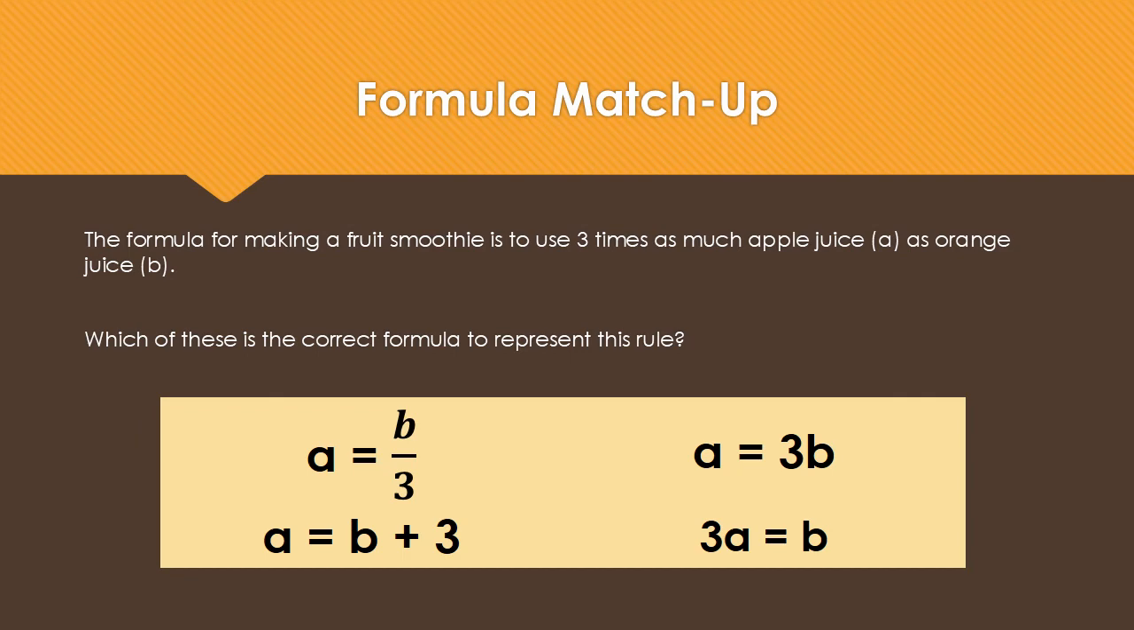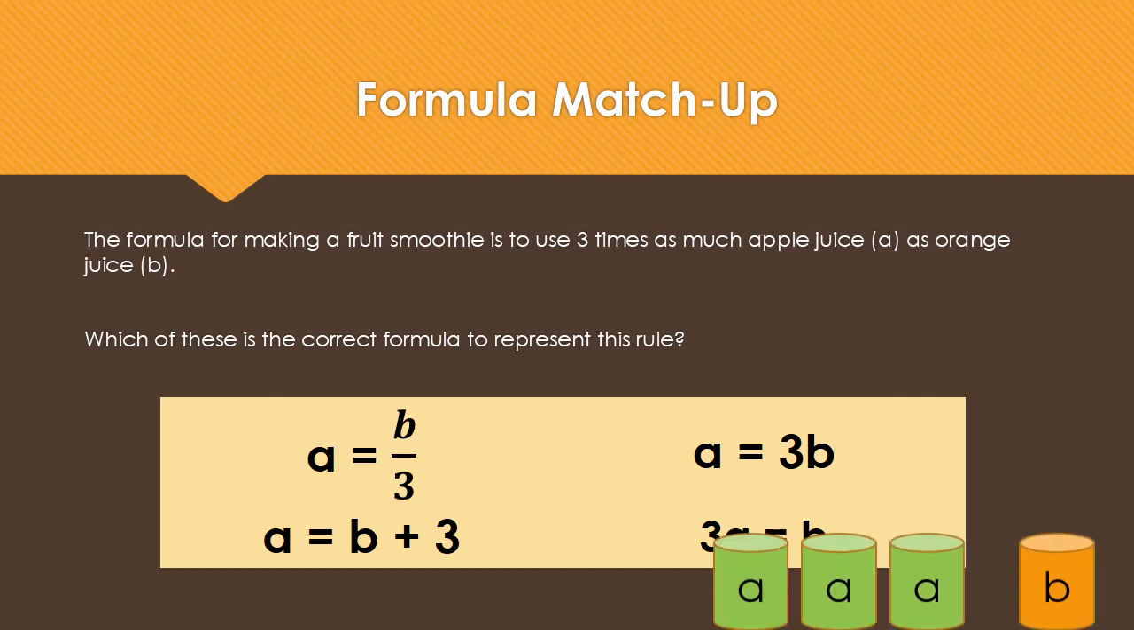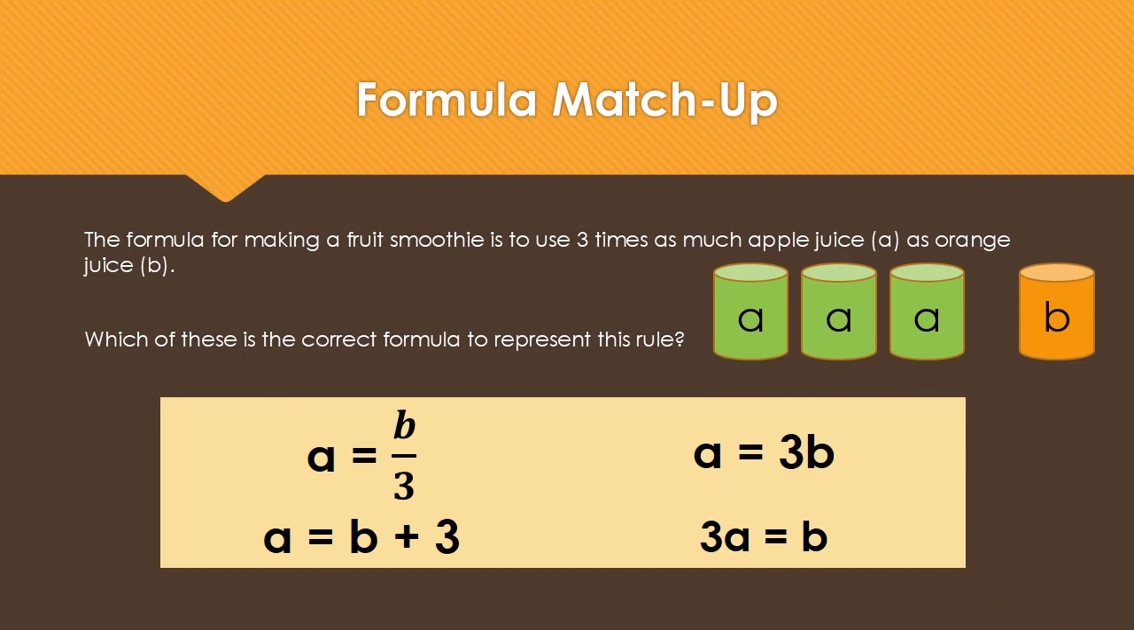Fantastic. We'll go through the answer together. We know that in order to make our fruit smoothie, we need 3 times as much apple juice as orange juice. So you can see on screen, I've got our apple juice represented in our little green cups with the letter A on, and we need 3 times as much of those as we need for B. If you found it a bit tricky before, can you use these pictures to help you to find the correct formula?